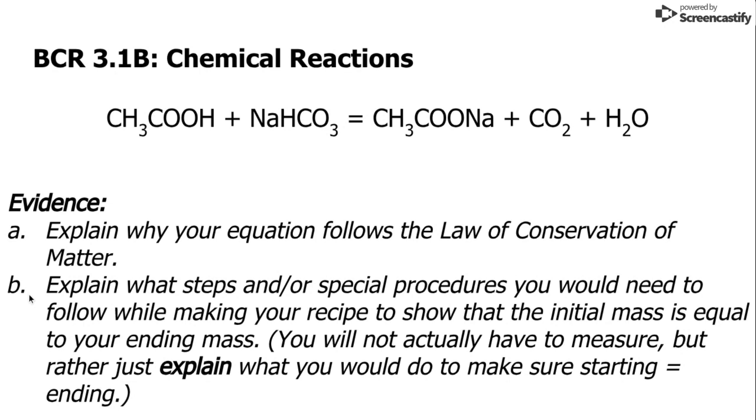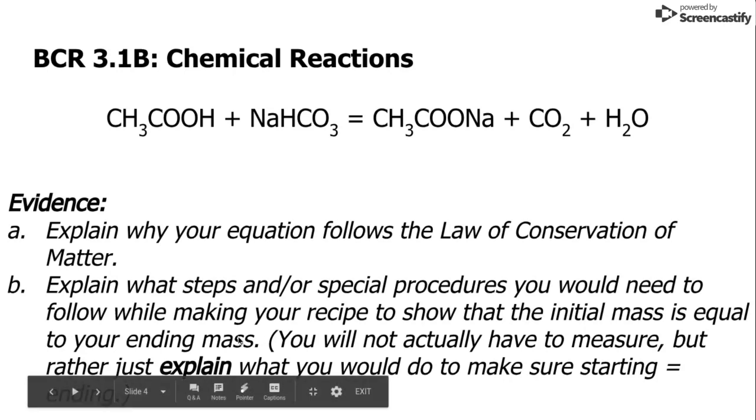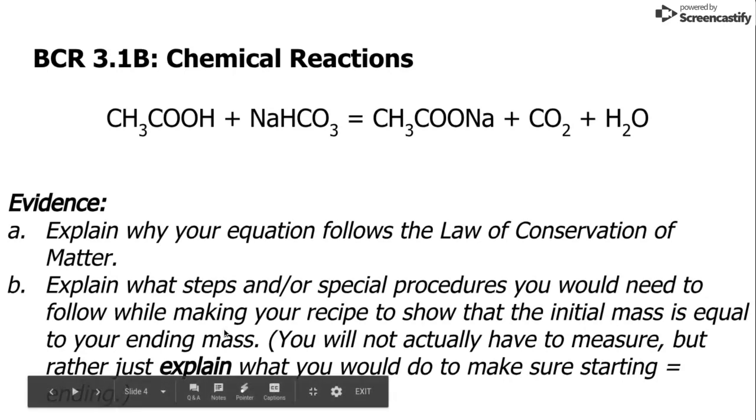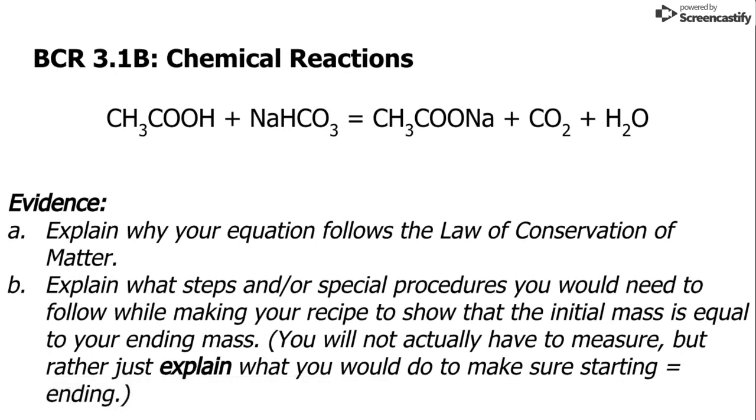B is more, well, if we actually make the cake or do whatever, what steps or special procedures would we need to do to follow the recipe so that my initial mass is equal to my ending mass? So if you think back to when you did your Law of Conservation of Mass Lab, we had a closed system, right? We had a plastic bag, okay? We would not be able to have the baking soda and vinegar be equal in mass if we didn't have that closed system. So you need to talk about how you would create an environment that you could have the same mass from what you started to what you ended.